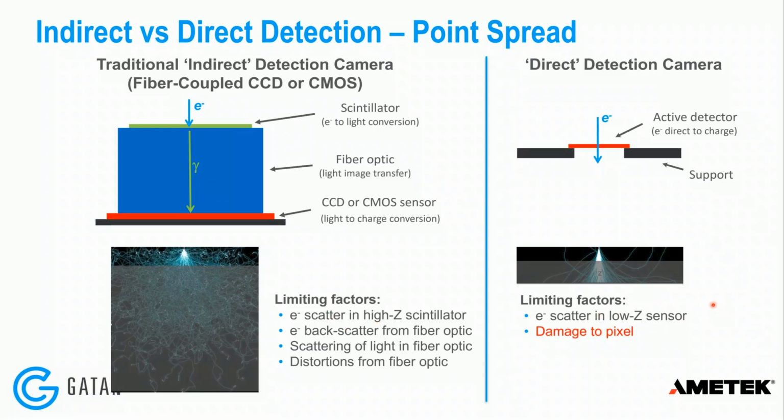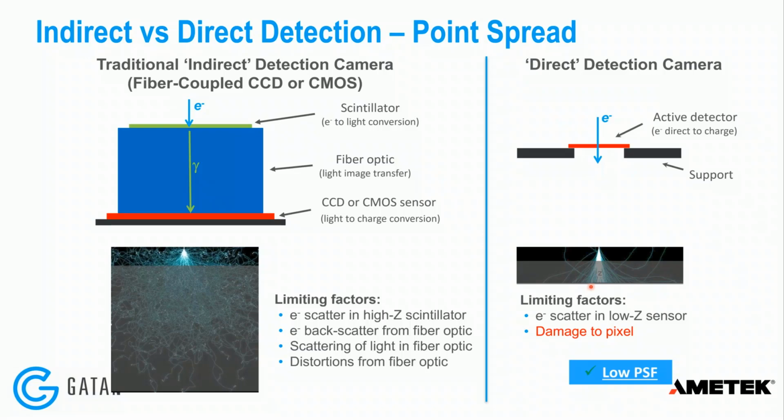But one of the big advantages, if you compare these two, is that we don't have anywhere near as much scatter in the sensor, mostly because it's so thin compared to the indirect detector. So the direct detection camera inherently has a low point spread function compared to the indirect detector, which is a good thing. That gives us a resolution benefit.